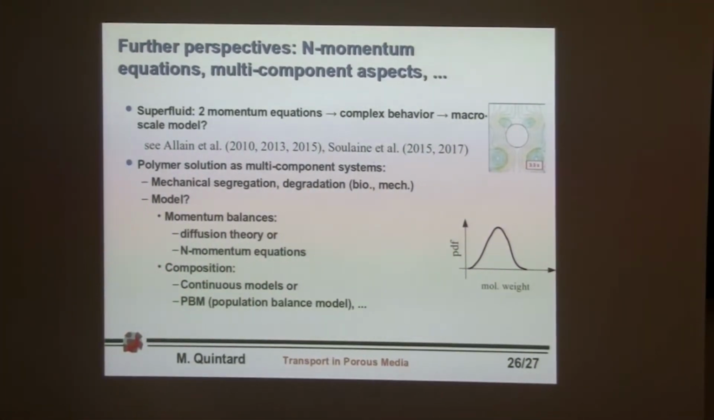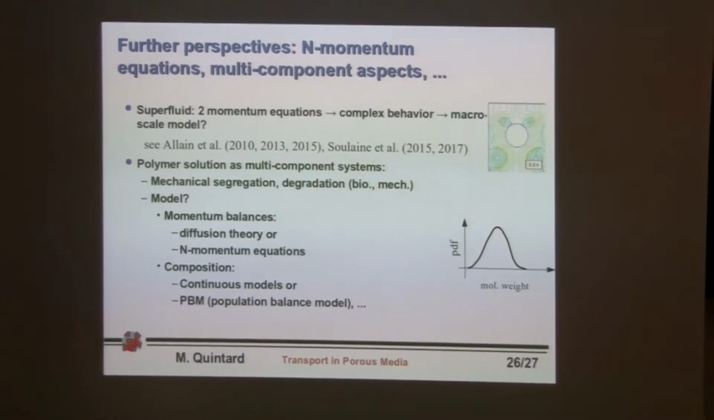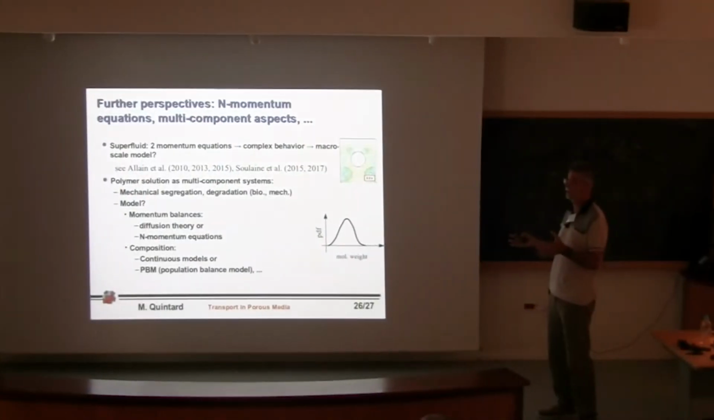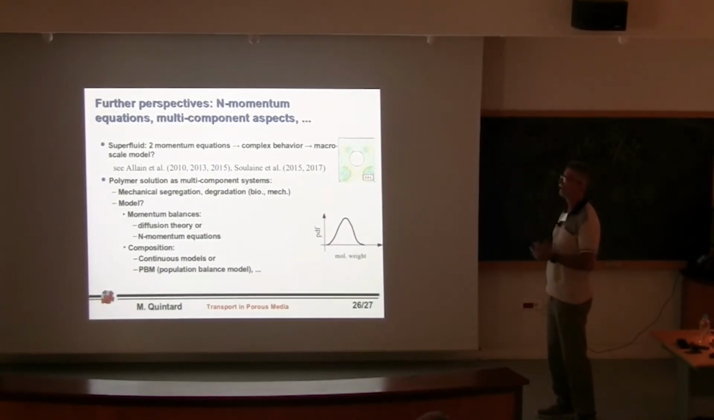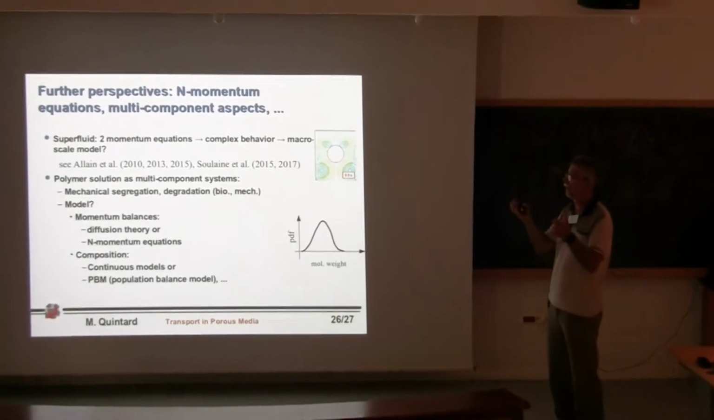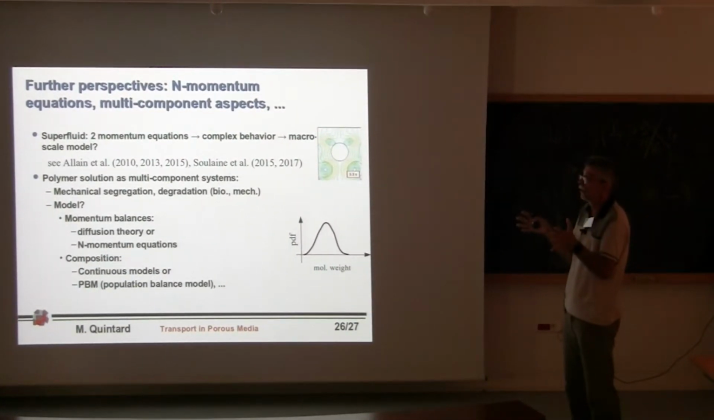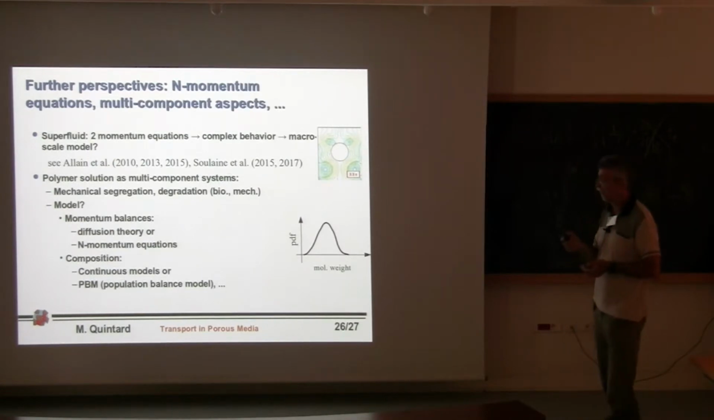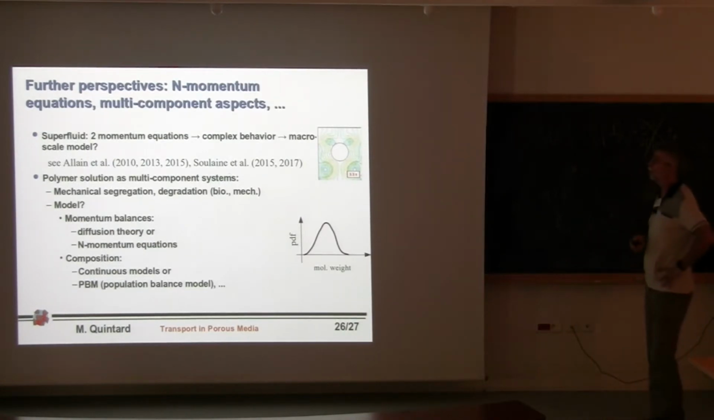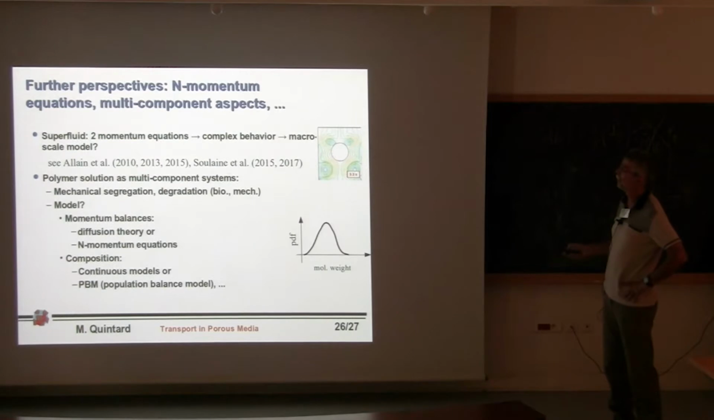And last thing is, if you apply that to a polymer solution, it is not a single chemical species. Actually, you have several chemical species. They have the same formula, but the chain is different. So this is a multi-component system. And therefore, there is a need to approach that also from a multi-component point of view. And there are questions about how to write the momentum balance for such a system.